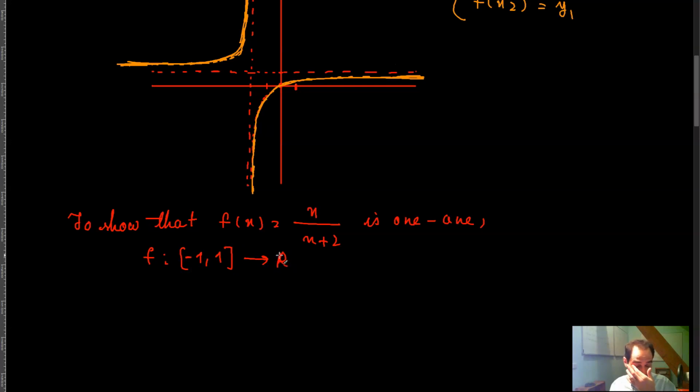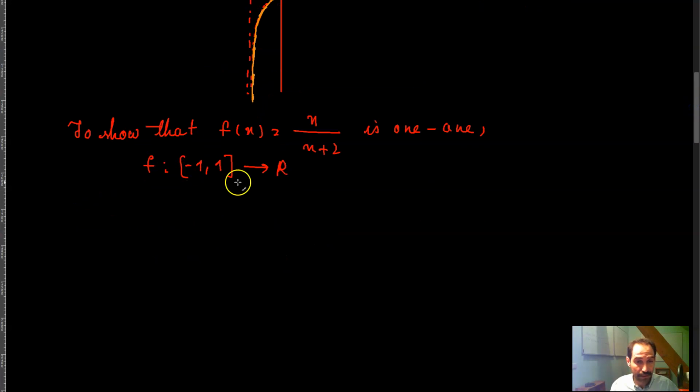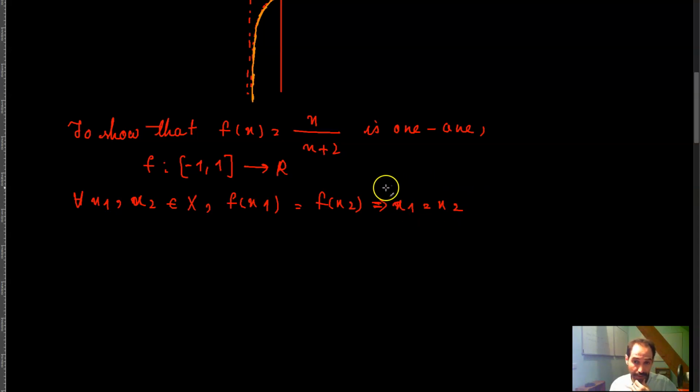So to show that the function is 1, 1, of course you need to show that for every x1, x2 belonging to the domain of the function, f of x1 is equal to f of x2 implies that x1 is equal to x2, meaning that there are no two distinct inputs in the domain of the function that have been mapped to the same output in the codomain of the function.